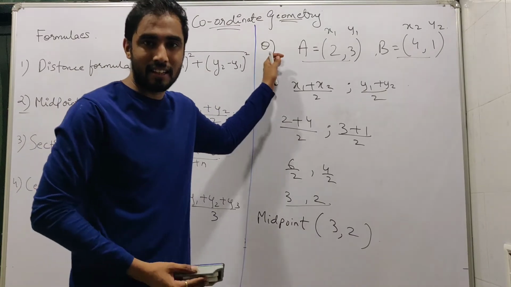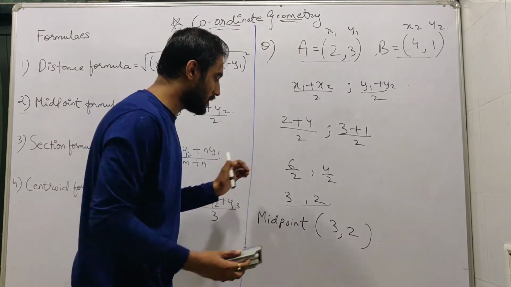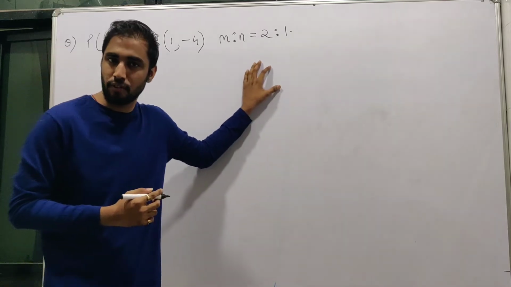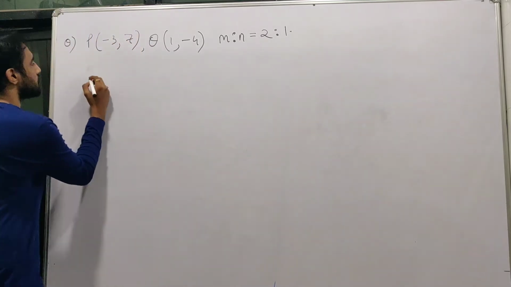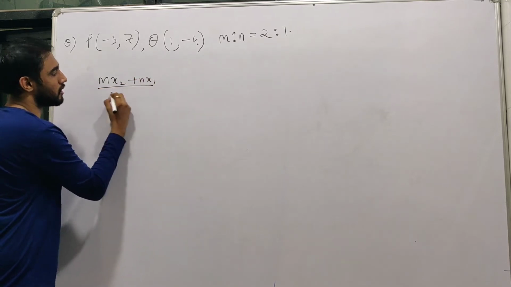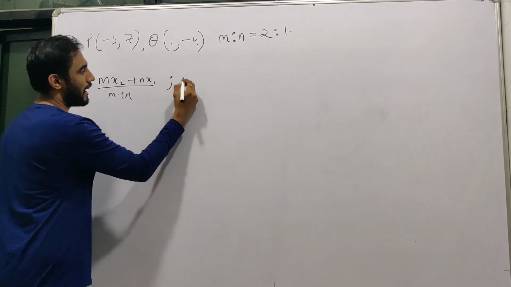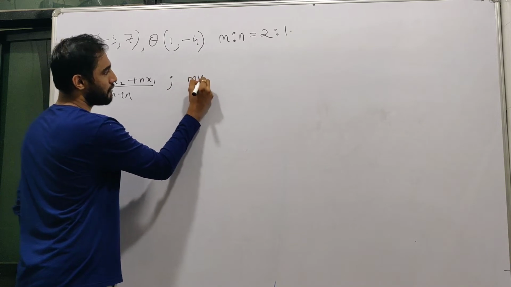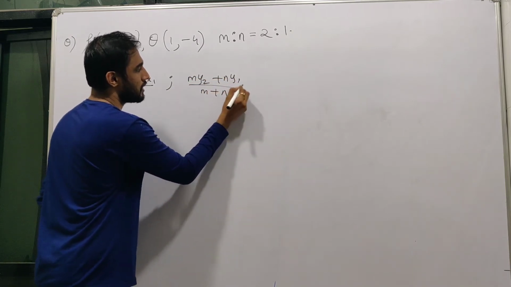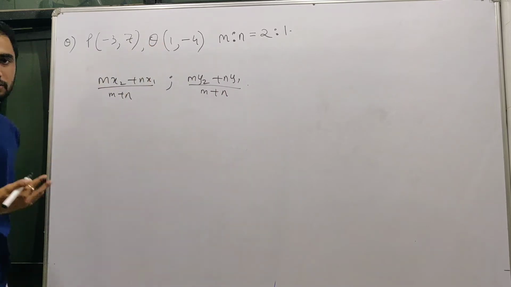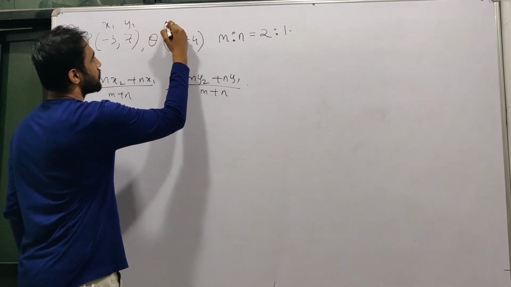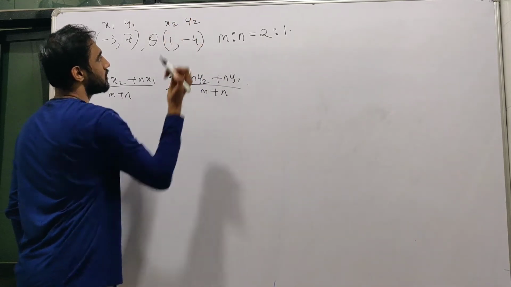So we have covered our distance formula and our midpoint formula here. Next we'll take a look at a numerical for the section formula. The section formula is (mx2 + nx1) upon (m + n), and for the y coordinate, (my2 + ny1) upon (m + n). We have the given values in our question. We'll take P as x1 and y1, and for Q we'll take x2 and y2.